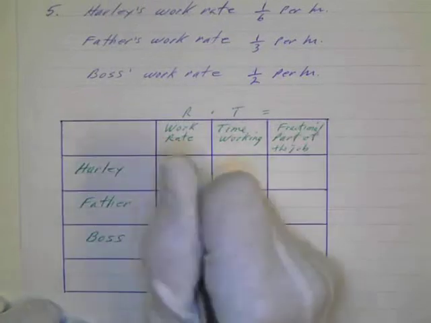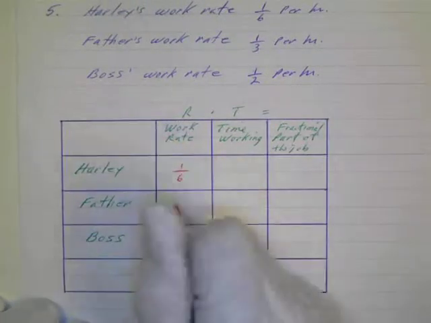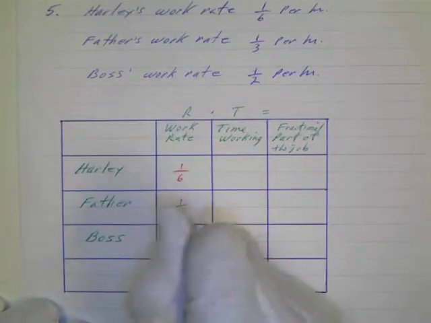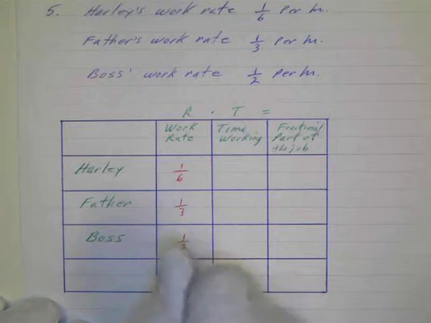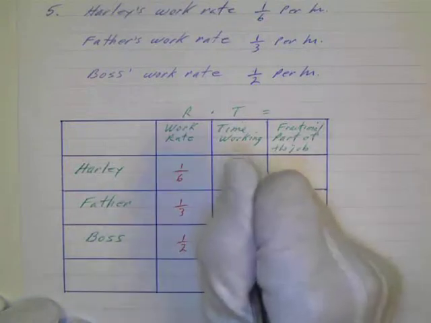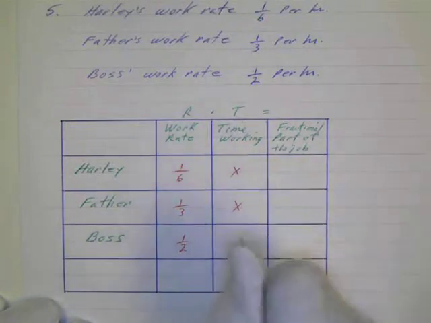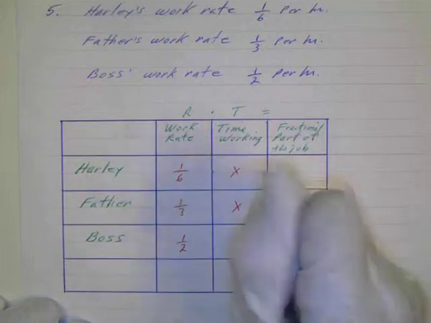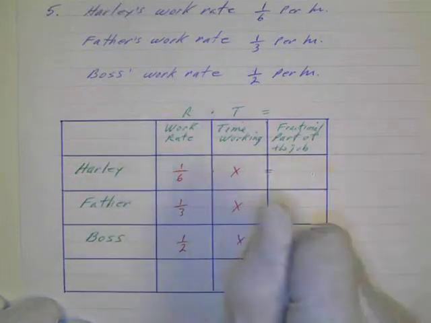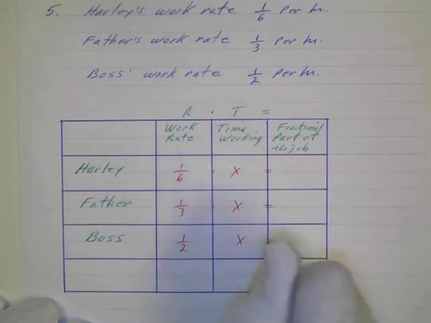Harley's 1/6 per hour. Father is 1/3 per hour. And the boss is 1/2 per hour. And they're all going to work the same number of hours, so we'll call that X. That's what we're looking for, how long they're going to be working. And we multiply across. Rate times time equals the amount of the work done.